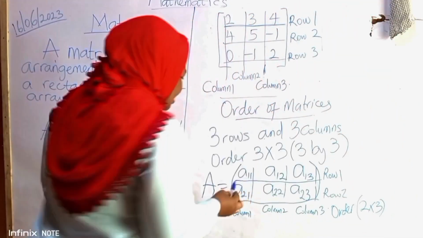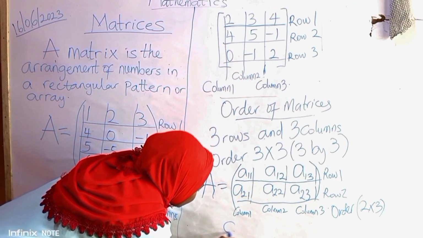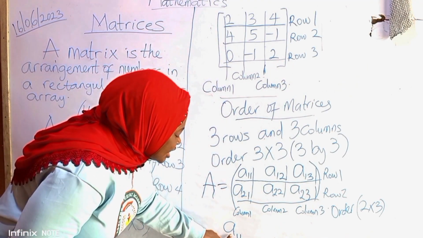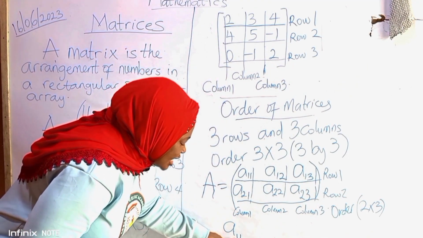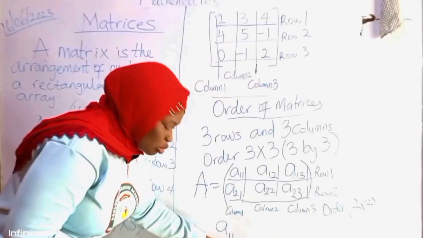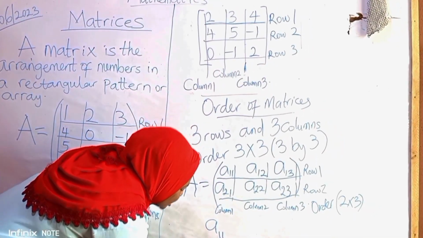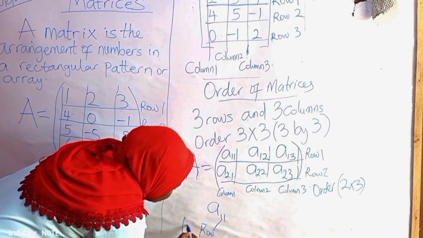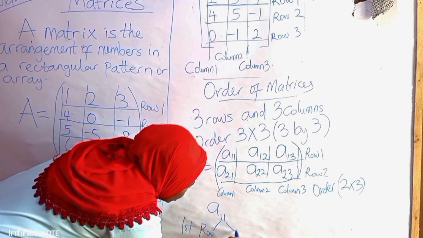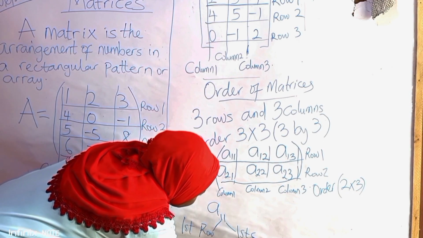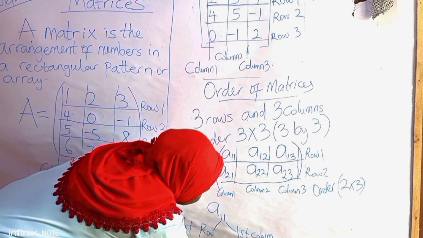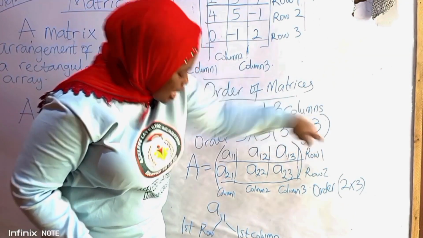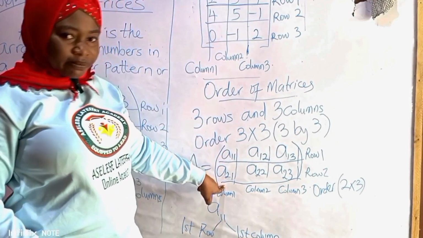Now, what is this 1, 1 here? This A11 means that this element lies in the first row. No, I told you that you are saying row first. First row and first column. That is, it lies in the first row. This is the first row, and here is the first column.